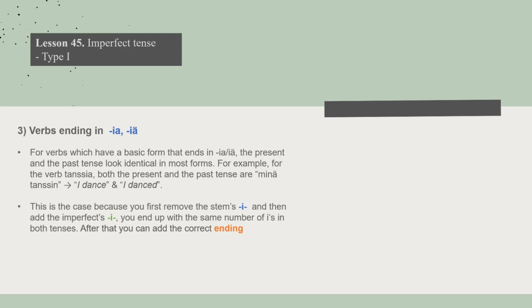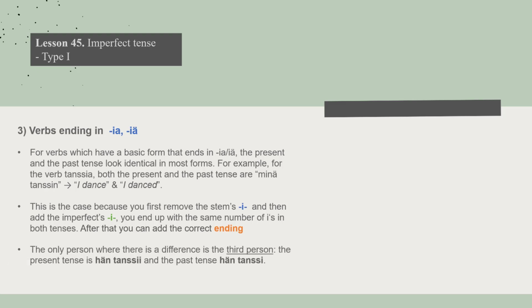This is the case because you first remove the stem's i and then add the imperfect's i. So you end up with the same number of i's in both tenses. After that, you can add the correct ending. The only person where there is a difference is the third person. The present tense is hän tanssii, and the past tense hän tanssi. Here is one example.